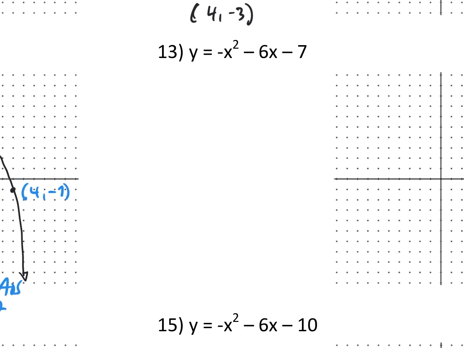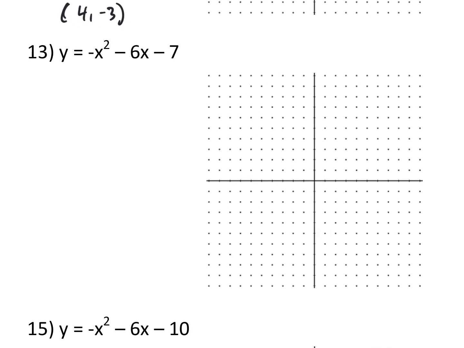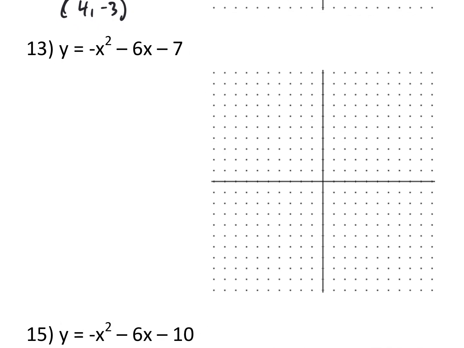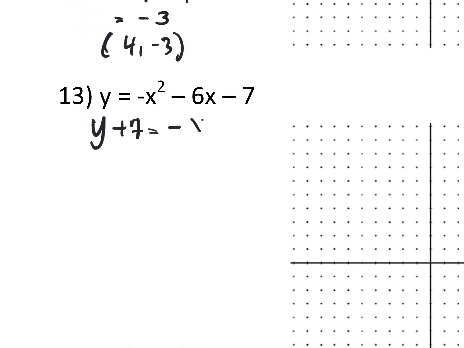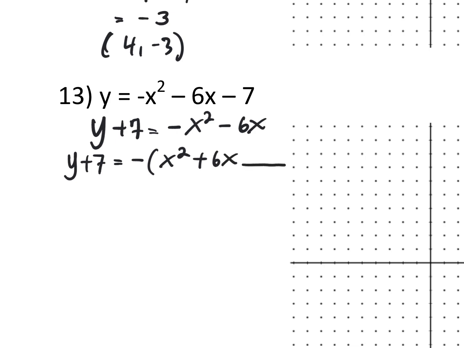Okay, number 13. The same problem. It has a negative in front. It means that this is going to be opening downward. Okay, let's continue. y plus 7 is equal to negative x squared minus 6x. Okay, y plus 7 is equal, I'm going to factor out the negative, so that's going to give you x squared, then plus 6x, and then I'm going to just leave a blank in here.